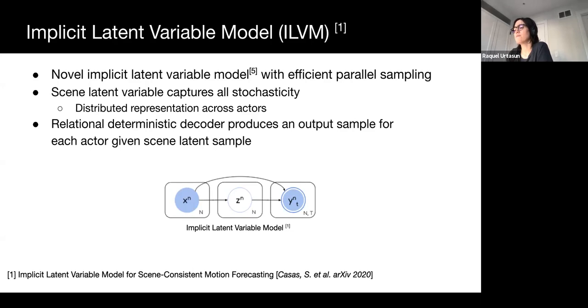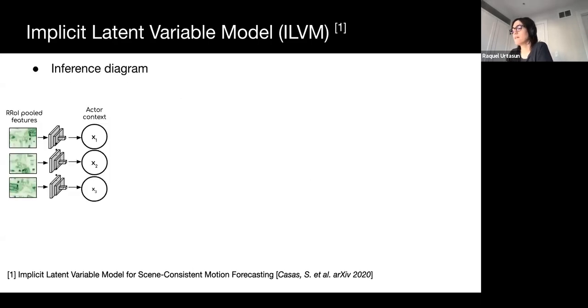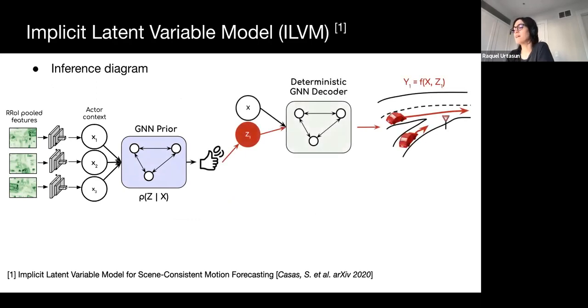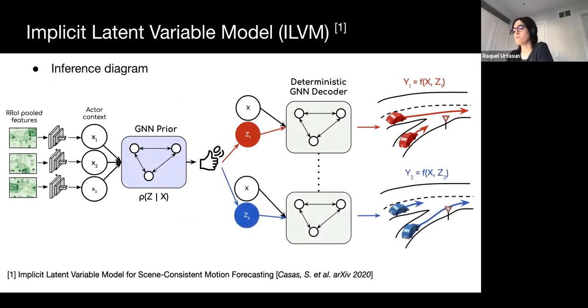Here you can see the graphical model in plate notation, which is fully connected and where the distribution of the output y is implicit from input x and latent z. This is our inference diagram. We extract actor features as previously discussed. We then have a GNN prior that infers the distribution over the latent z. Then we can sample from the latent, and a deterministic GNN produces one realization of the future trajectories. We can then sample again to obtain a distinct future.